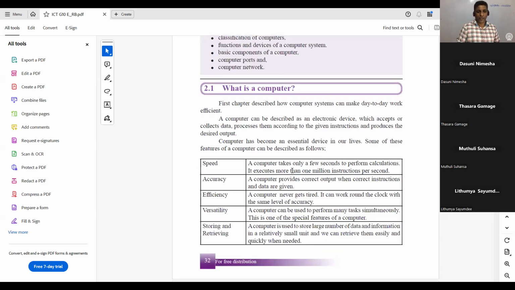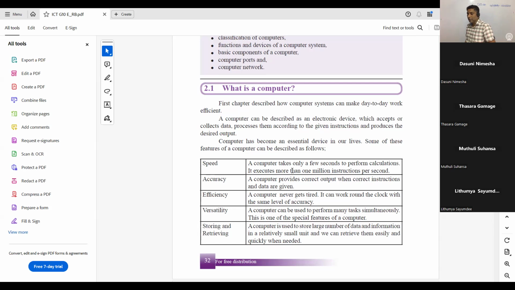Accuracy, yes. So Tasaradu, can you explain what you mean by accuracy, and why you are saying computers are so accurate? Can someone explain? You Tasaradu or someone else? Computer, like, providing the correct output when the correct data and instructions are given.